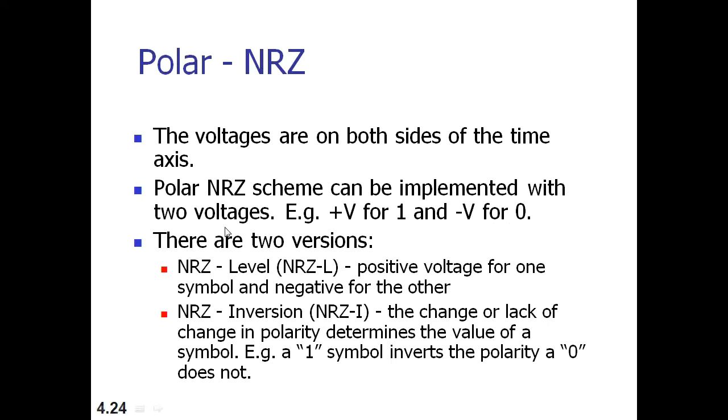In polar NRZ, we have two versions. One is NRZ level, or shortly NRZ-L, and one more is NRZ inversion, shortly NRZ-I. In NRZ-L, a positive voltage is used for one symbol and a negative voltage for the other. You will see in the example. In inversion, the change or lack of change in polarity determines the value of a symbol. For example, a one symbol inverts the polarity, a zero does not. You will see in the example.